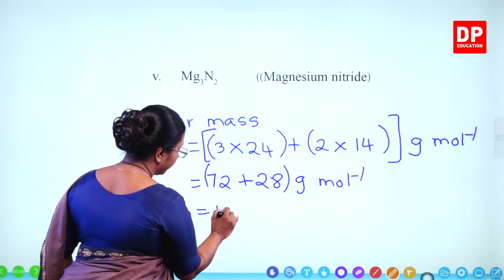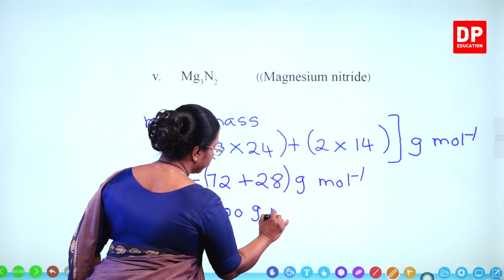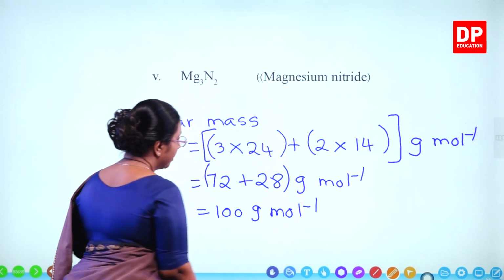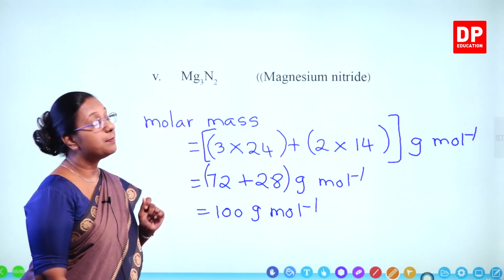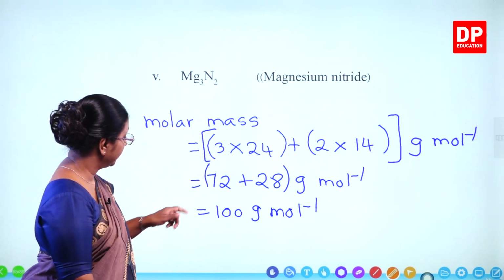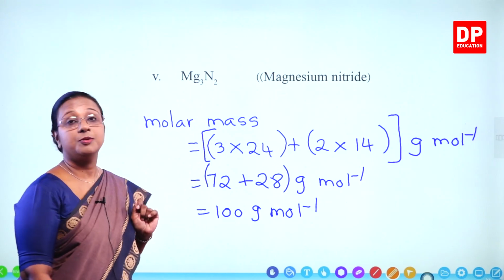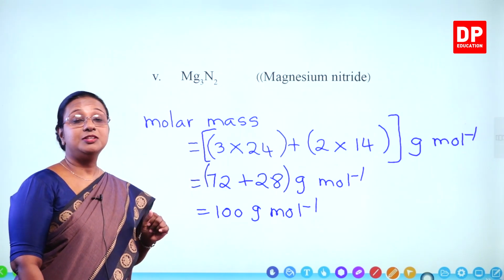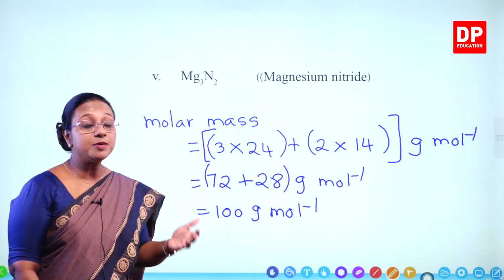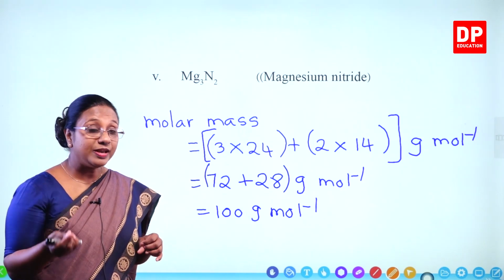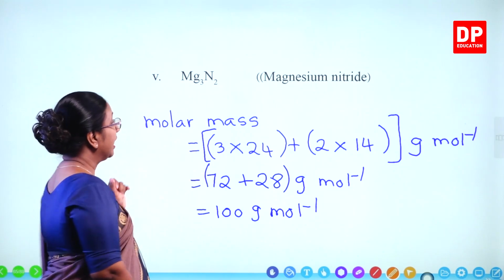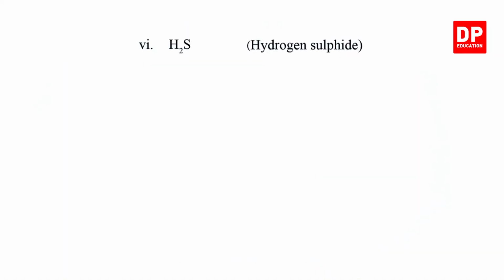That will be equal to 100 grams per mole. Repeat, molar mass of magnesium nitride, 100 grams per mole. Is it clear to you now? When you keep on practicing, you get a better understanding. You can do it faster. So then we will move on to the next one.